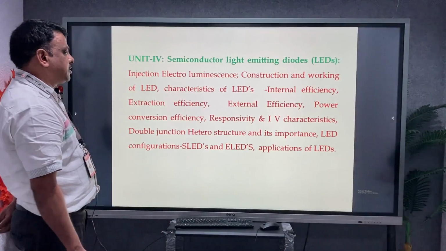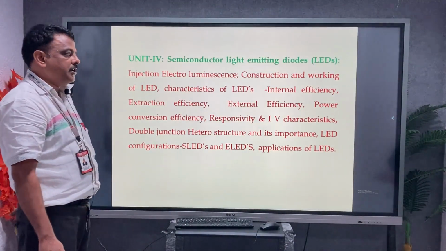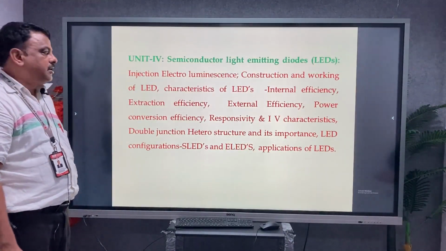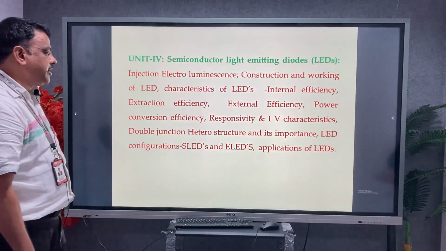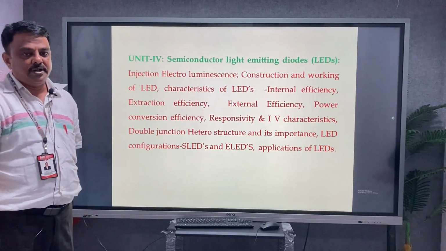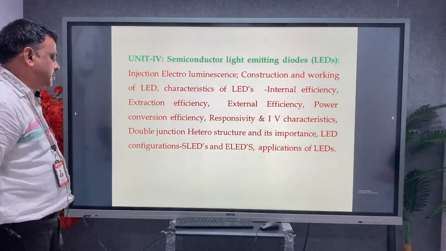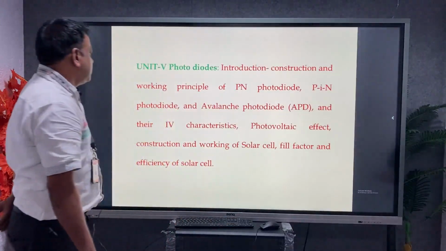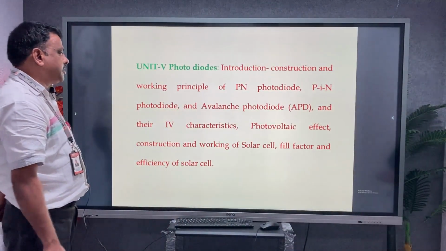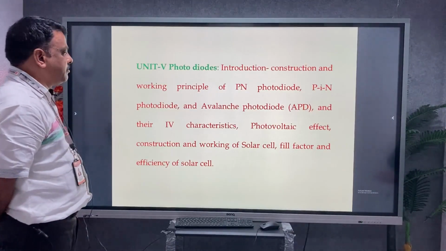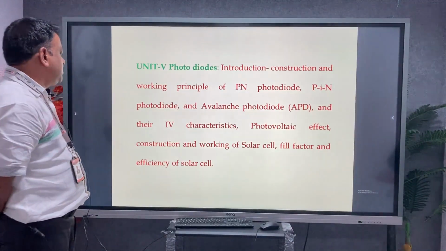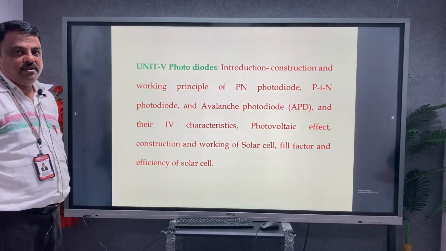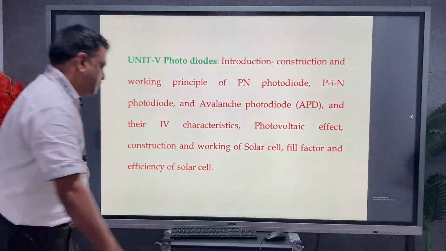Injection electroluminescence, construction and working of LED, characteristics of LED, internal efficiency, extraction efficiency, external efficiency, power conversion efficiency, responsivity, IV characteristics, double heterostructure and their importance in LEDs, LED types, surface emitting LEDs, edge emitting LEDs and their applications. Next, photodiodes: introduction, construction and working principles of PN photodiode, PIN photodiode, avalanche photodiode and their IV characteristics, photovoltaic effect, that means solar cells, construction, working, fill factor and efficiency of the solar cell.